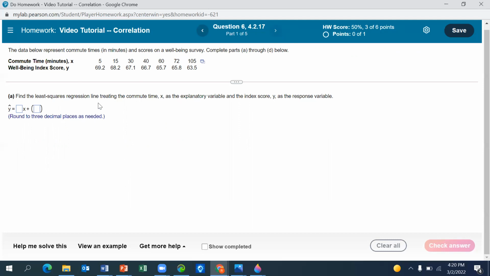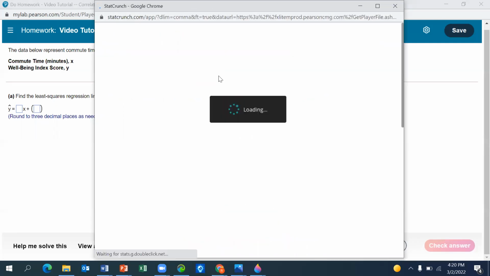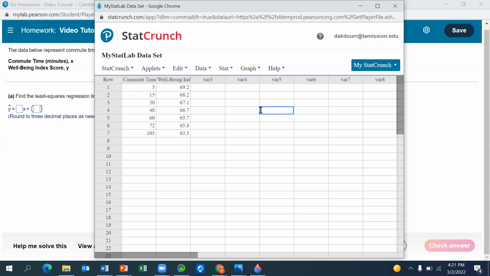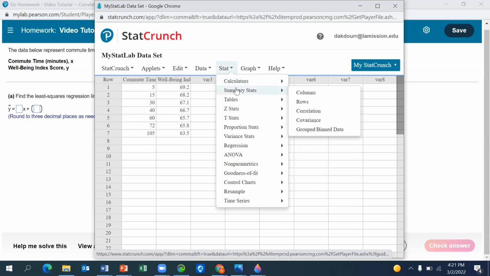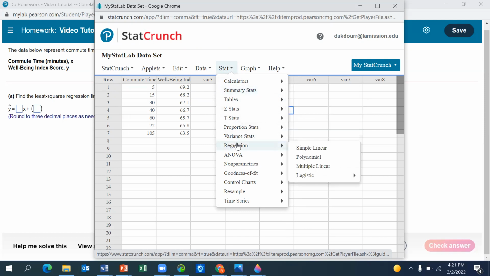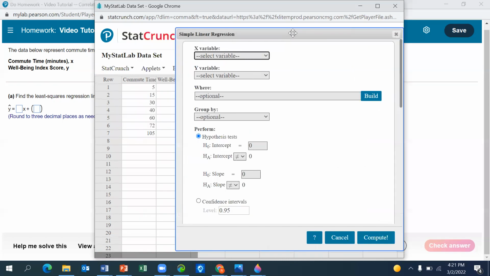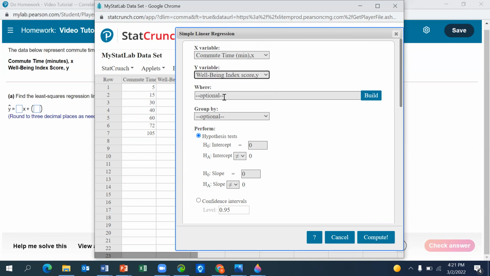So we're going to do part A. We need to find the line. So again, click on this, click on open in StatCrunch. Make sure you click somewhere else. Now you cannot choose correlation. You just get the correlation R. You don't get the equation. What you need to do is go to Regression. Remember, you're going to the regression line and you have to choose Simple Linear. You click on Simple Linear and then X would be the commute time, right? And Y would be your well-being index score.